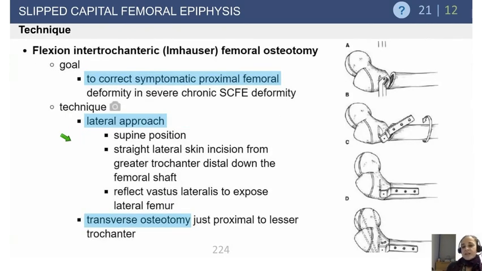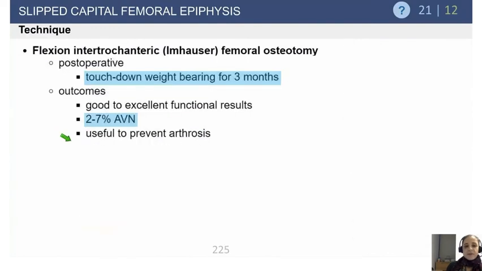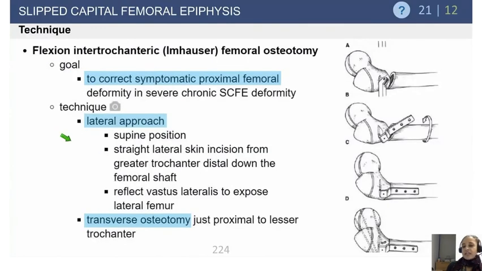Flexion intertrochanteric osteotomy, or the Imhauser, can correct some symptoms, especially decreased range of motion. It doesn't actually address the deformity at its location, but it does address it in a safer place. So this is a lateral approach. You do a straight transverse intertrochanteric osteotomy and reposition the femur, do flexion, internal rotation, and a very small amount of valgus.